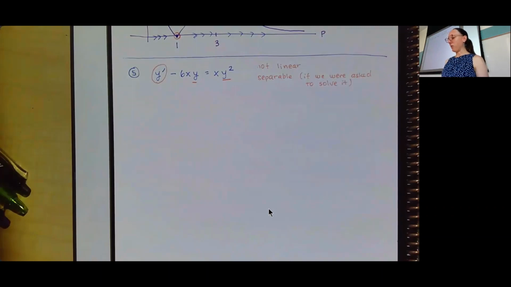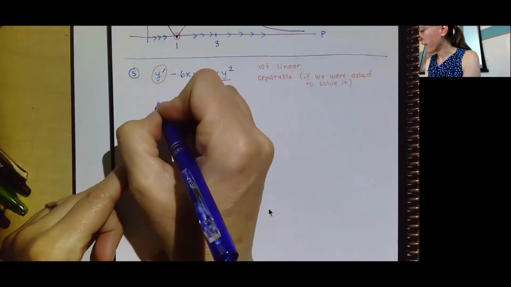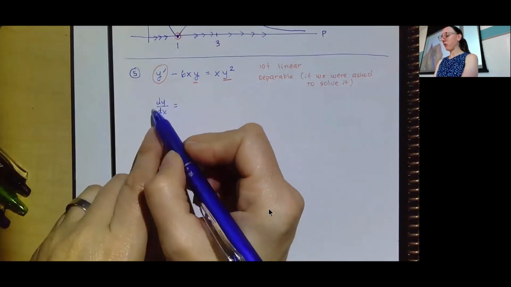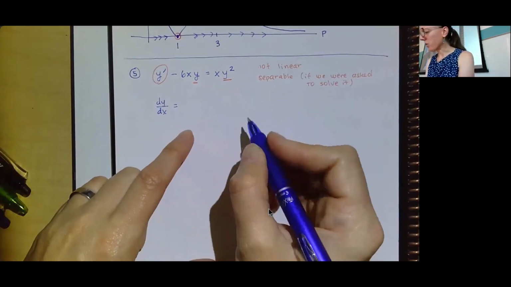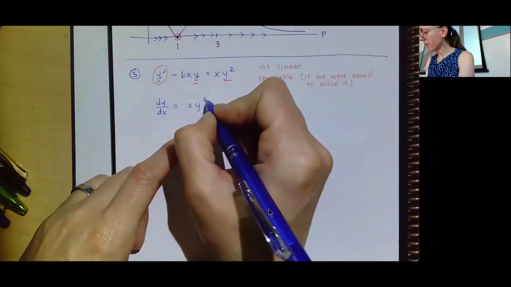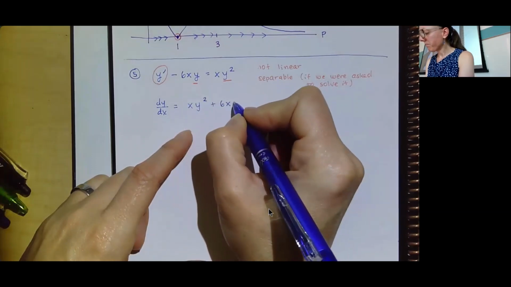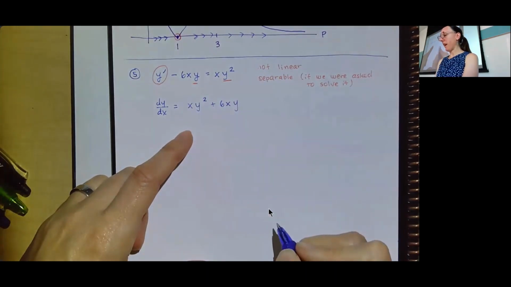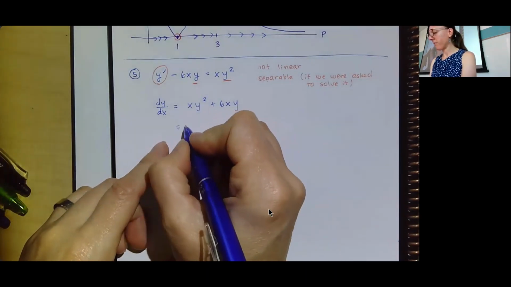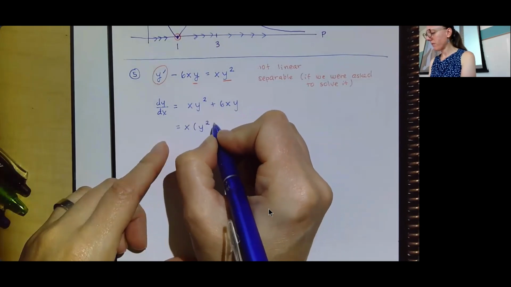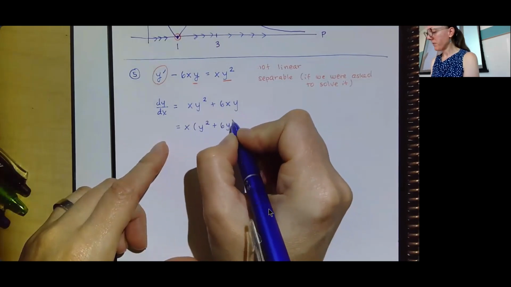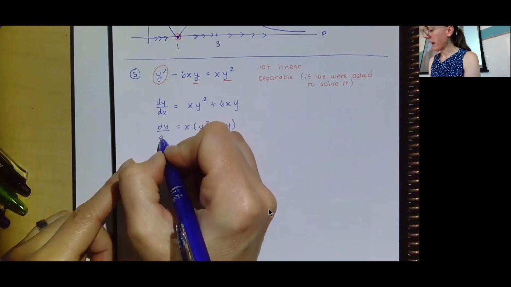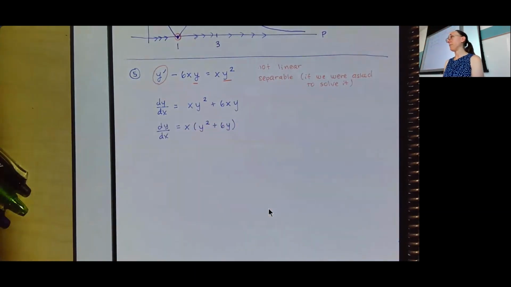And if it's separable, I am trying to have my derivative equal to something that I can factor to get the x's by themselves and the y's by themselves.